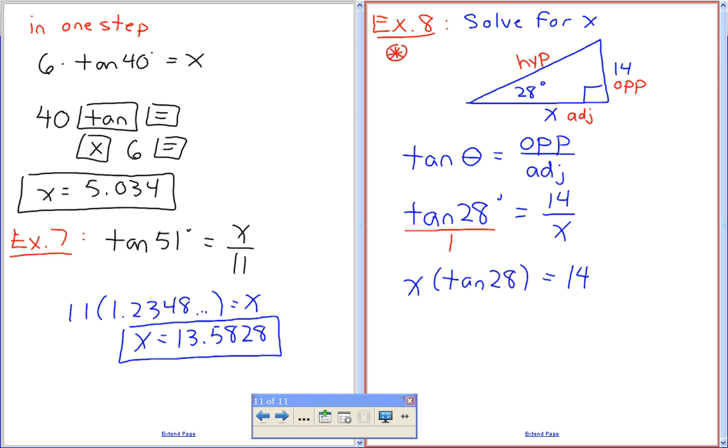Okay, so x times tan 28 is equal to 14. Now for the hard part. How do you get x by itself? Move it. Sorry? Go ahead. Not tan squared to tan 28. What's x times tan 28? How do you get rid of tan 28?